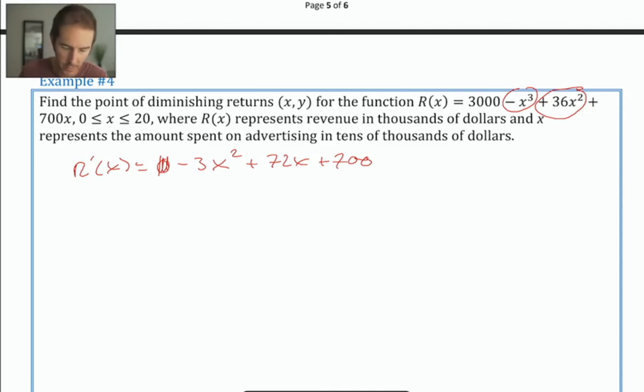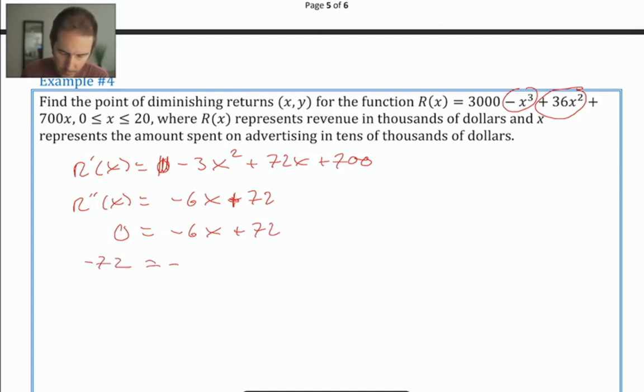and let's take the derivative again. R double prime of x is equal to negative 6x plus 72. Great, so that's our second derivative, and I'd like to find where my second derivative is equal to 0. So let's set it equal to 0. Subtract 72 from both sides. Divide both sides by negative 6.